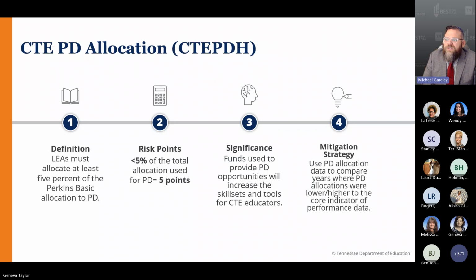Use PD allocation data to compare years where PD allocations were lower or higher, and look at the core indicators of performance that we have to try to make decisions on where those funds should be spent and where CTE educators should be sent as far as PD goes.